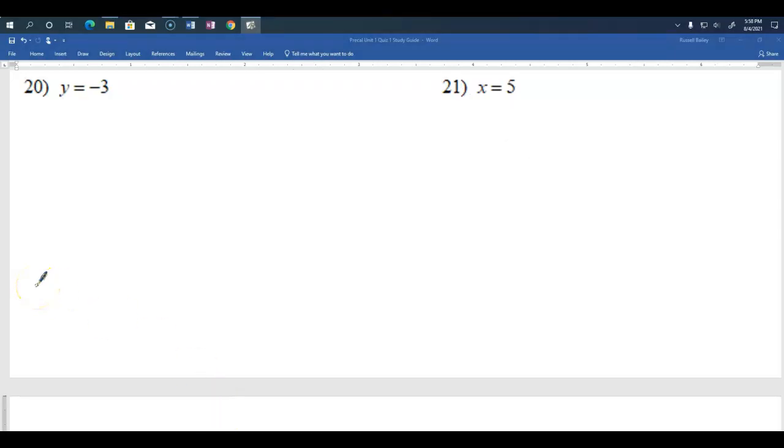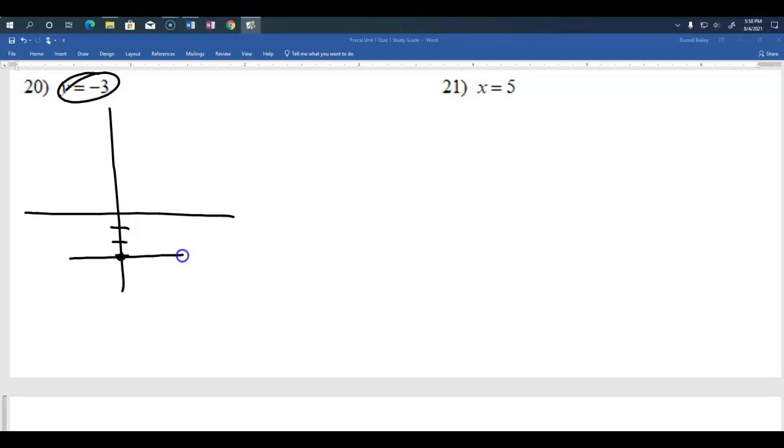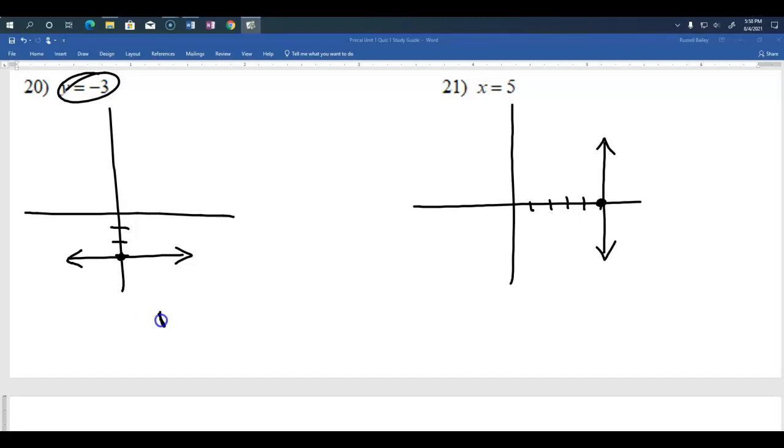All right. And then the last two are examples where we don't have an x and a y. We're missing a letter. When you have just a y, that's a horizontal line. So what you're going to do is you're going to find where y equals -3 first. And you're just going to draw a horizontal line. If you ever have x equals 5, you're going to find where x equals 5. And then you're going to draw a vertical line. Okay? And that's how you graph those types. We talked about how these ones have a slope of 0, and these ones over here have a slope that is undefined.